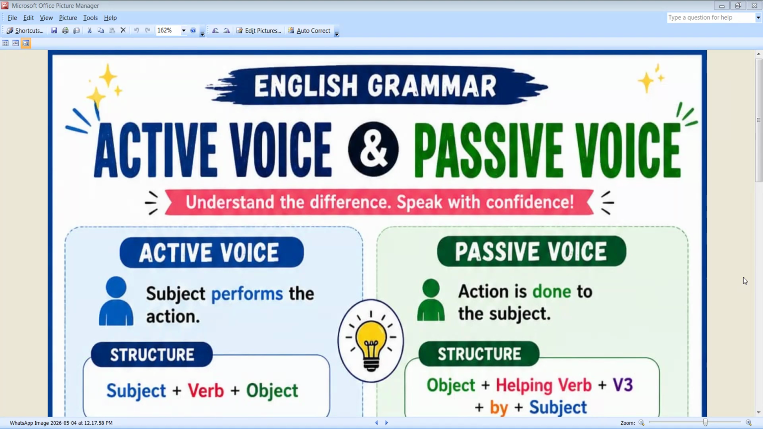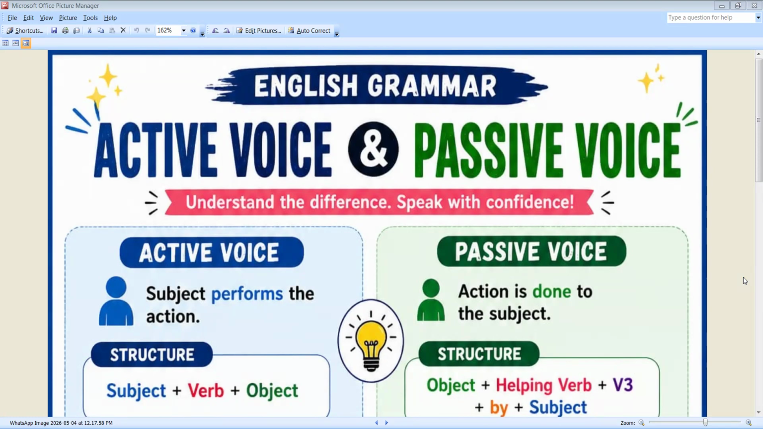In the part of English grammar, we are going to discuss active voice and passive voice. Voices are very important in English grammar. For speaking English also, voices are most important. Mainly two types of voices are there: active voice and passive voice.